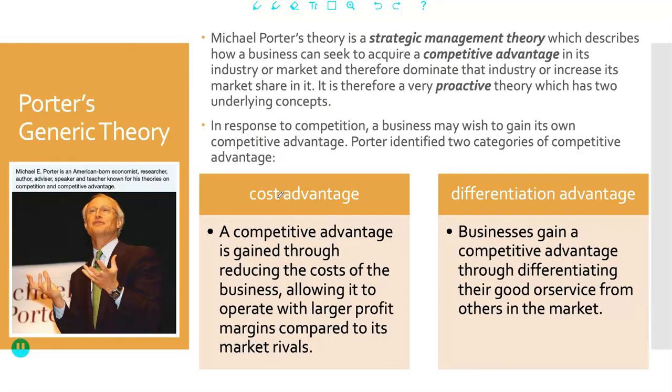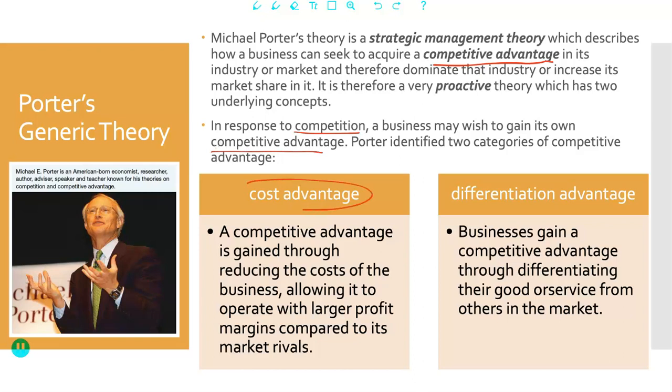Now, Michael Porter was the person who came up with Porter's generic strategies, and he describes how a business, if they do this, can start to acquire a competitive advantage. And all businesses should be trying to achieve a competitive advantage, and he outlines that this is one way that they can. What Porter outlined was that in response to competition and other forces, a business wants to gain a competitive advantage, and he outlined two categories of competitive advantage.